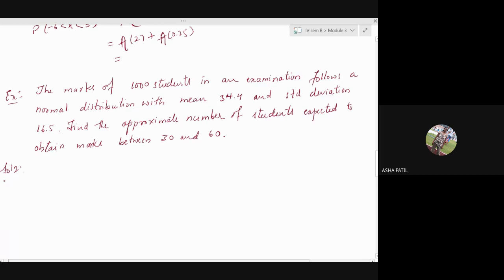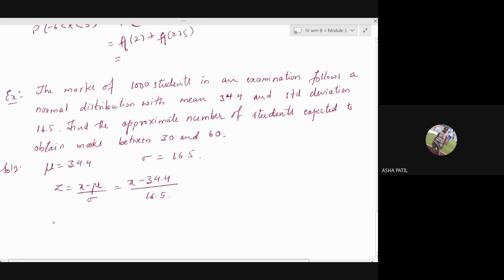So marks of 1,000 students in an examination, it follows a normal distribution. Mean is given. Mean of the normal distribution, again, you know it is mu. Mu is 34.4 and standard deviation sigma is 16.5. Find the approximate number of students expected to obtain marks between 30 and 60. So let us first standardize this. Z is equal to x minus mu by sigma. X minus mu 34.4 divided by sigma is 16.5.